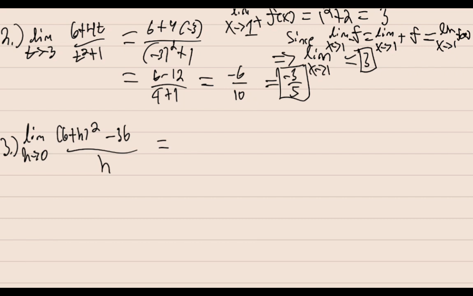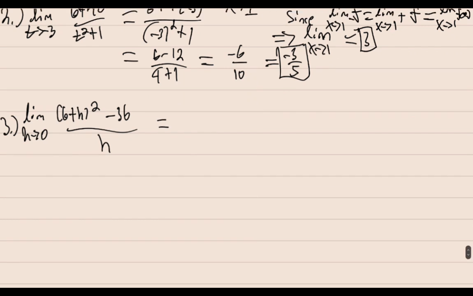All right, so let's plug in 0. h goes to 0. So when you do 6 plus 0, you get 6 squared, which is 36, and then minus 36 all over 0. So this is equal to 0 over 0. But this is not our answer, guys. You can't divide by 0. But not only that, we have a 0 at the top. This is what's known as an indeterminate form.